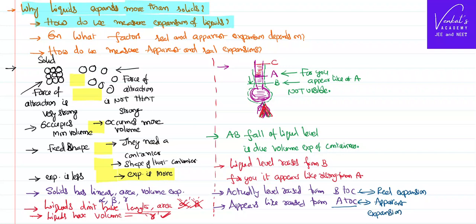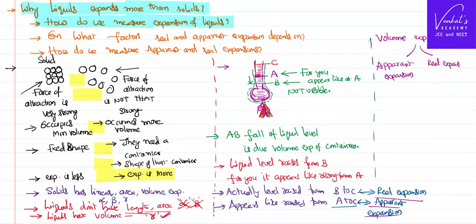So I want you to understand that liquids don't have any linear expansion. Liquids don't have any areal expansion. Liquids have only volume expansion. But that volume expansion is of two types. Volume expansion of liquid is not one type, it is two types. How it appears for you, that's called apparent expansion. How it is really happening, that is called real expansion.